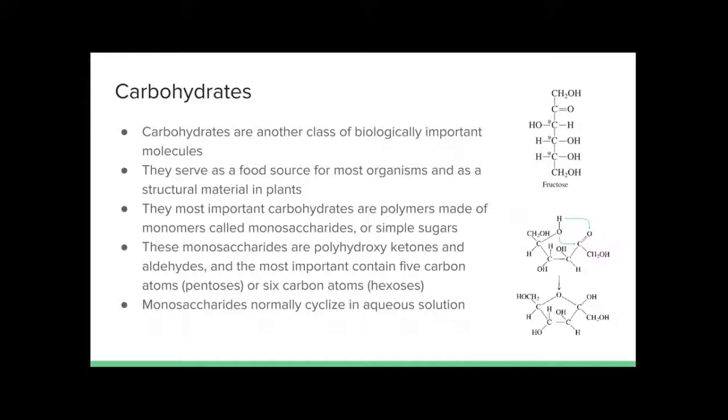Carbohydrates are another class of biologically important molecules. They serve as a food source for most organisms and as a structural material in plants. The most important carbohydrates are polymers made of monomers, called monosaccharides, or simple sugars. These monosaccharides are polyhydroxyketones and aldehydes, and the most important ones contain 5 carbon atoms, known as pentoses, or 6 carbon atoms, known as hexoses.